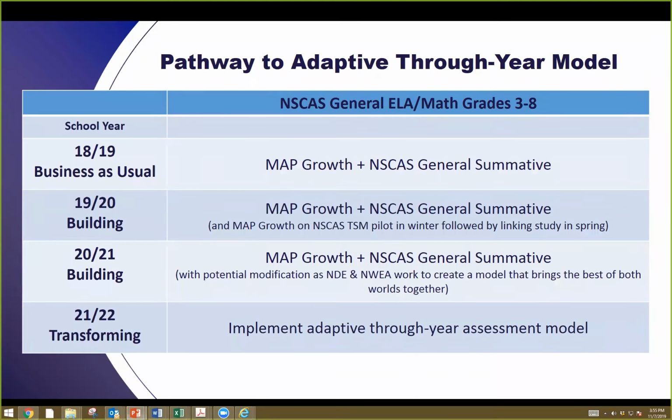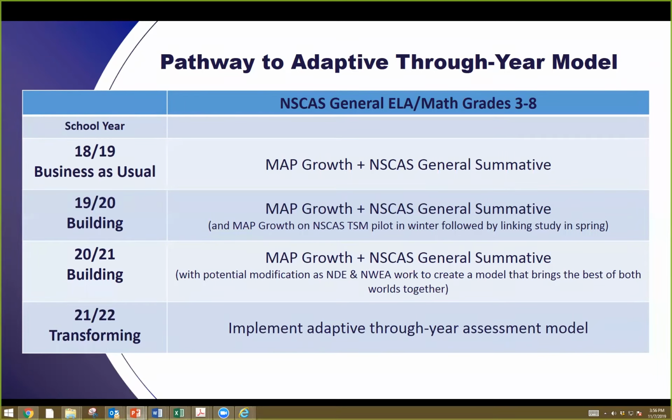Here is that timeline again, a little more detailed and laid out for you. So once again, 18-19, we were using MAP growth and NSCAS general summative as I've described it. This current year, we have two major things going on. We still have MAP growth and NSCAS summative. Districts will still choose how they use MAP growth. But in this winter, we're going to have an NSCAS pilot.